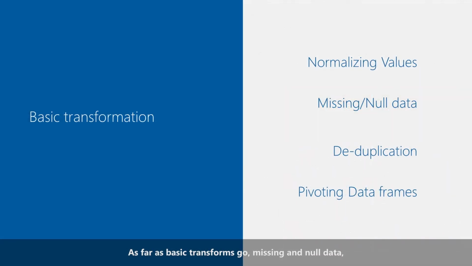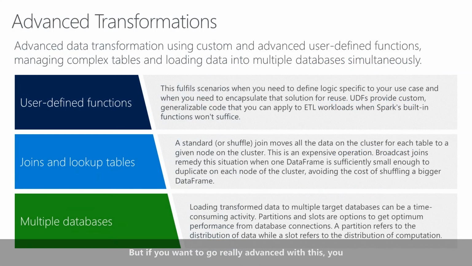As far as basic transforms go, missing and null data, handling that, normalizing values, deduplicate, the standard stuff that you would do in migrations or business intelligence solutions. But if you want to go really advanced with this, you could use user-defined functions to have custom logic that handles specific use cases for data. Maybe you're using joins or lookup tables to bring data together. You might be loading from multiple databases.